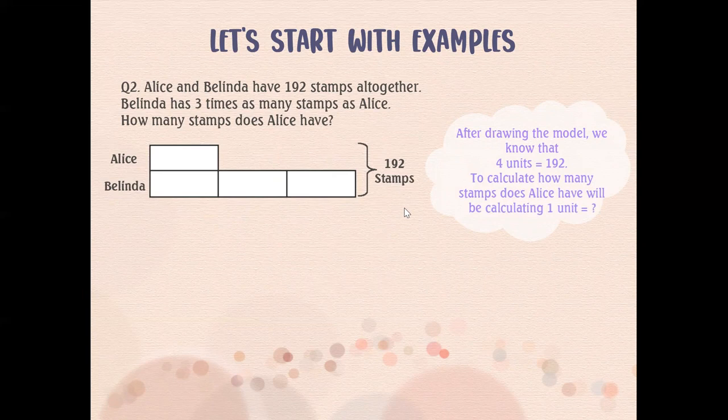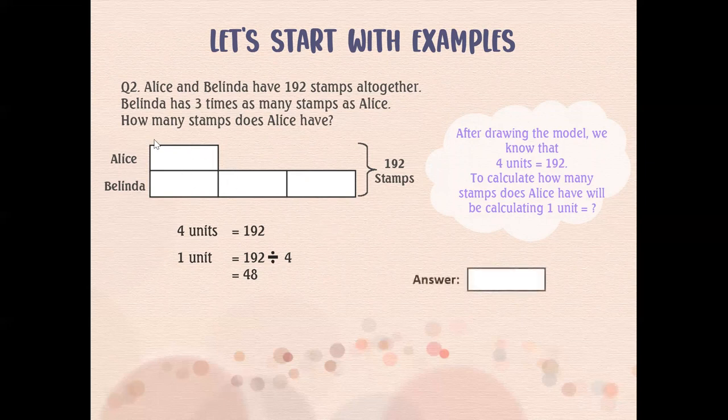To calculate how many stamps Alice has, we calculate 1 unit. So let's write down. 4 units equal 192. 1 unit equals 192 divided by 4. So each unit is actually 48. So it solves the question. Alice has 48 stamps. So let's go to the next example.